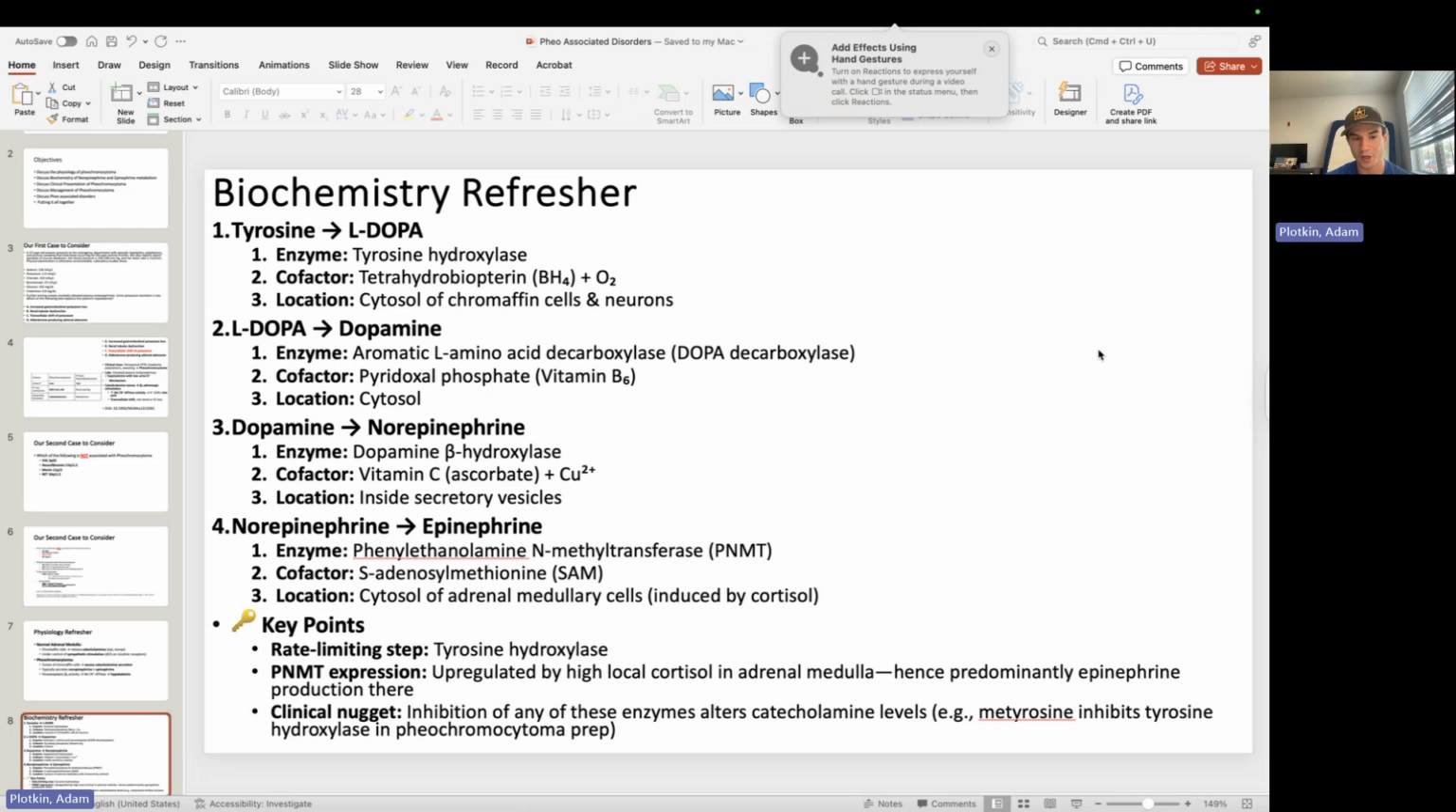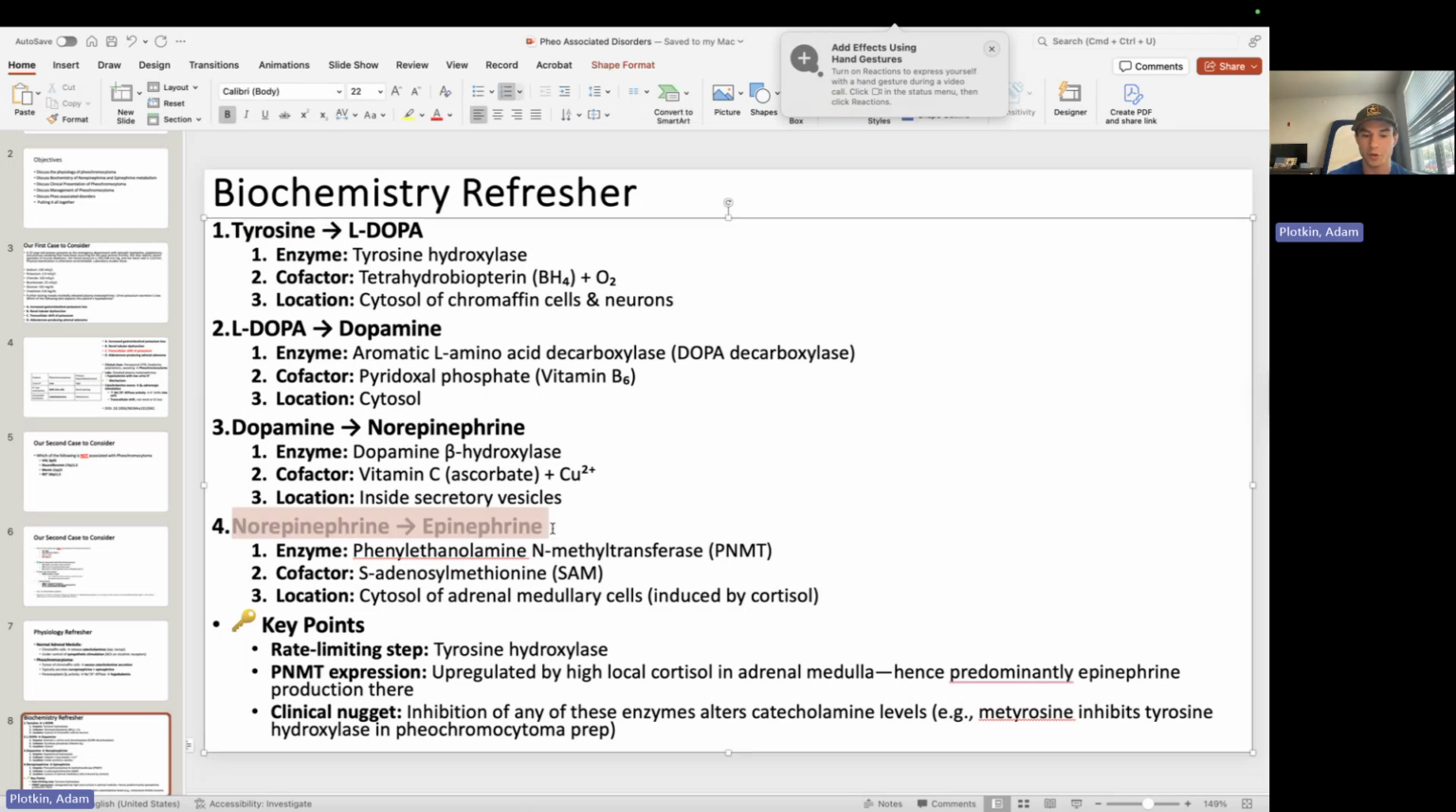All right, so a biochemistry refresher. We really are going to take tyrosine and make norepinephrine and epinephrine. That's our end goal. So we take tyrosine and break it down into L-DOPA. That's by the enzyme tyrosine hydroxylase, which is the rate limiting enzyme of this pathway. We use a cofactor of BH4, and this is found in the cytosol of the chromaffin cells and the neurons. We then take L-DOPA and convert it into dopamine. This enzyme is dopa decarboxylase.